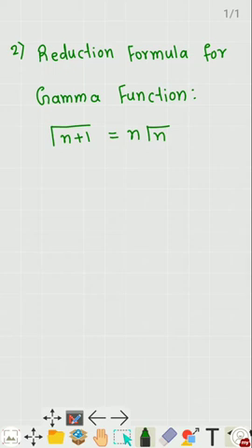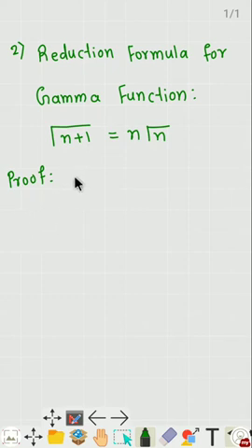Okay, so it is very simple. Write the proof. Okay, so now we write the definition of gamma n plus 1. The definition of gamma n is known to us. We write the definition of gamma n plus 1.